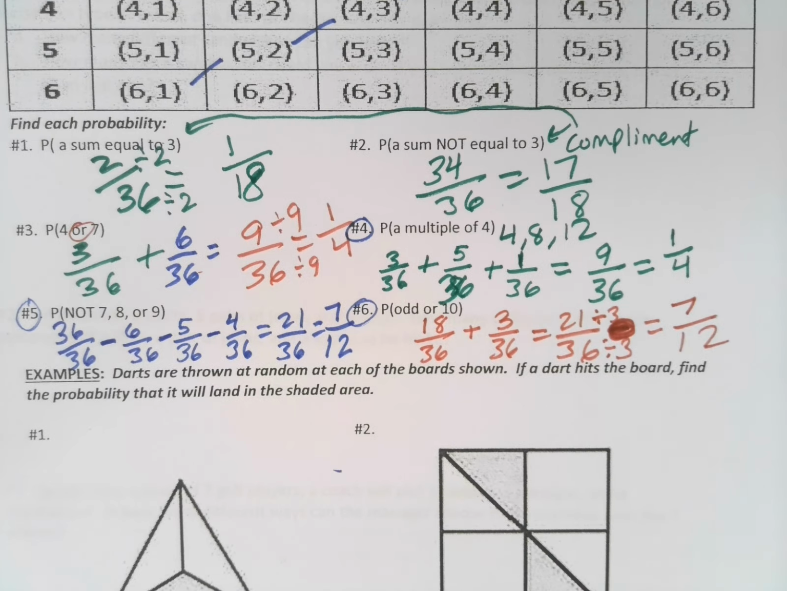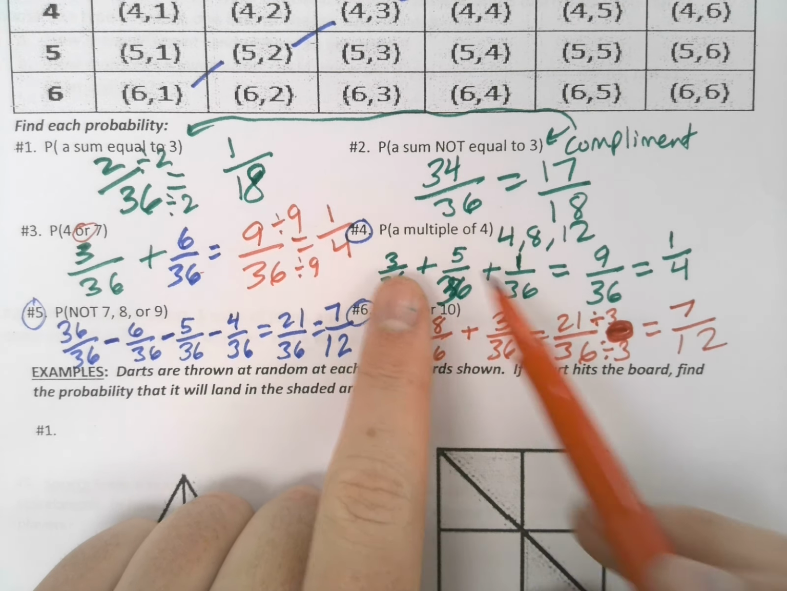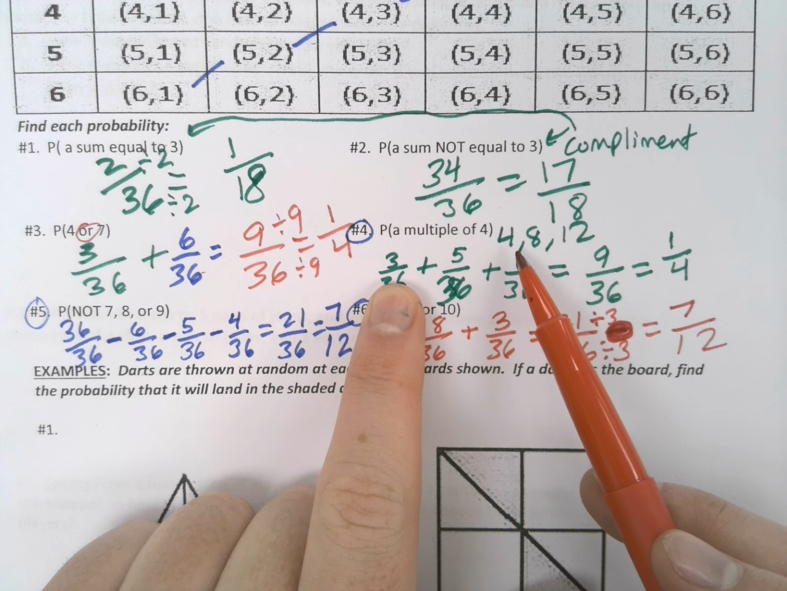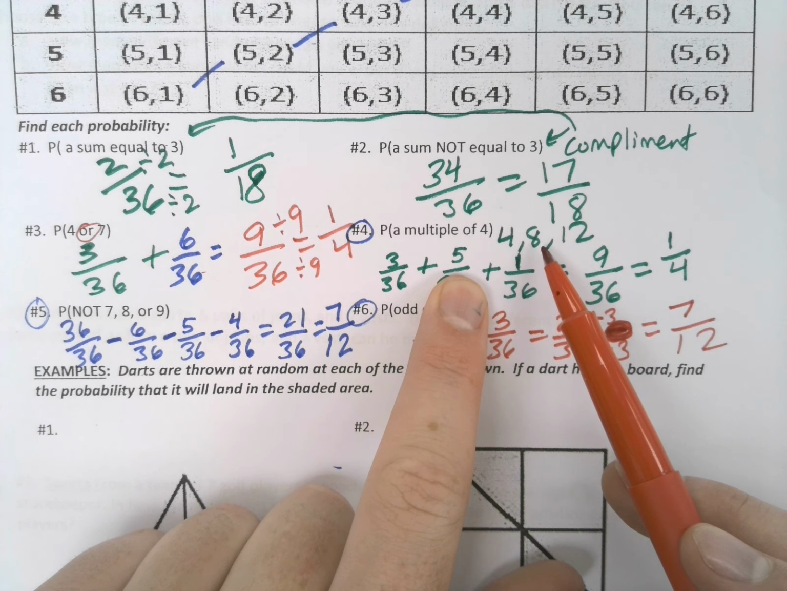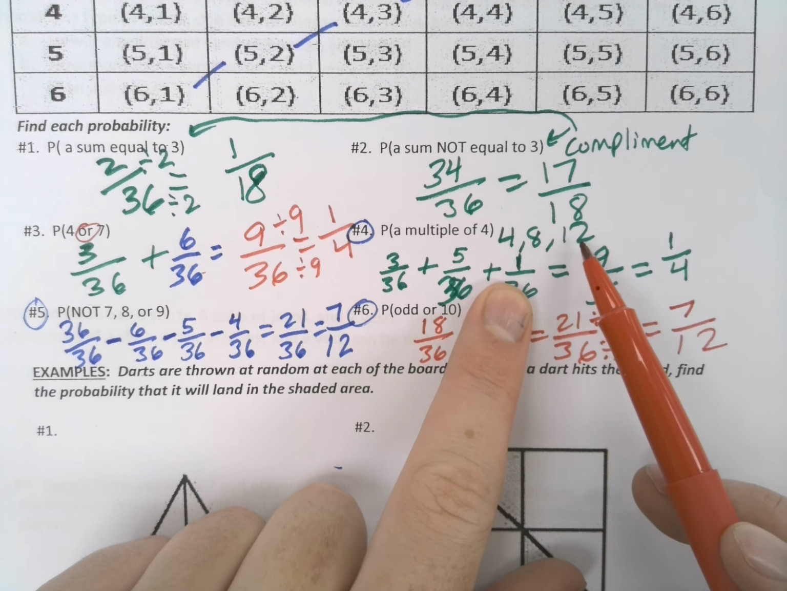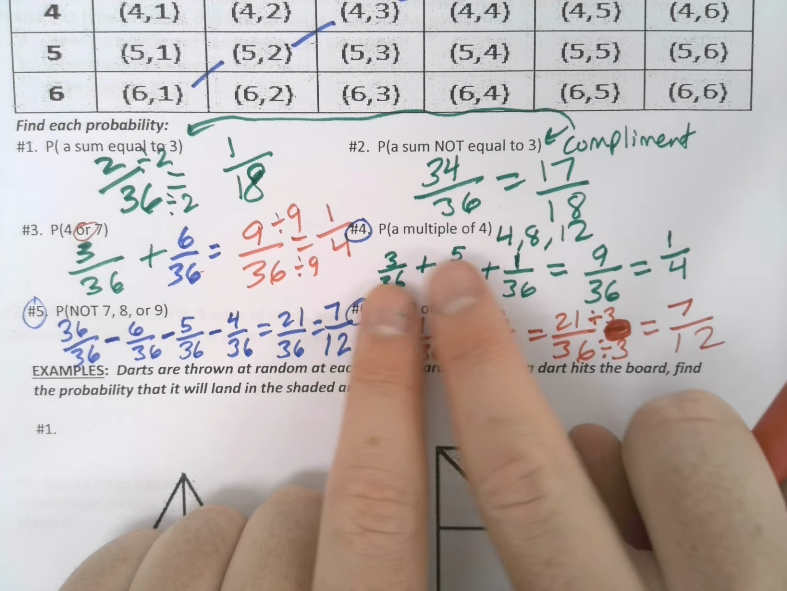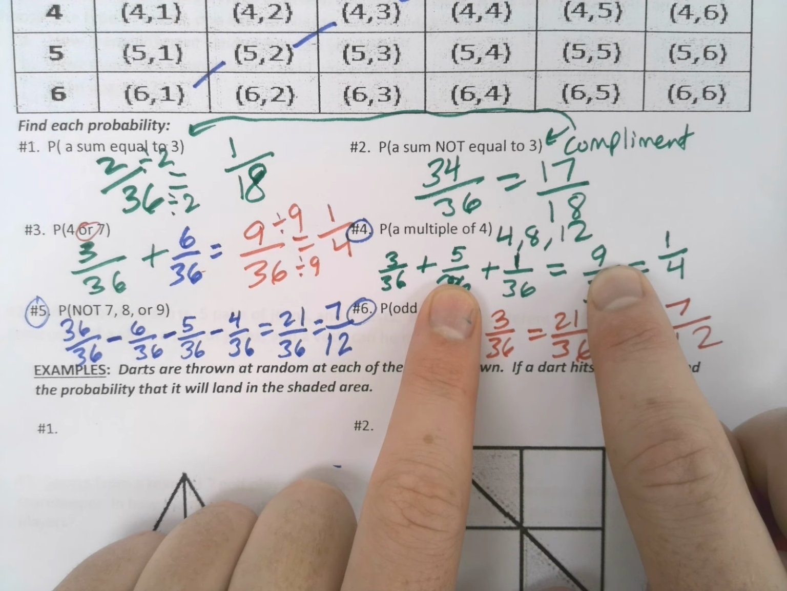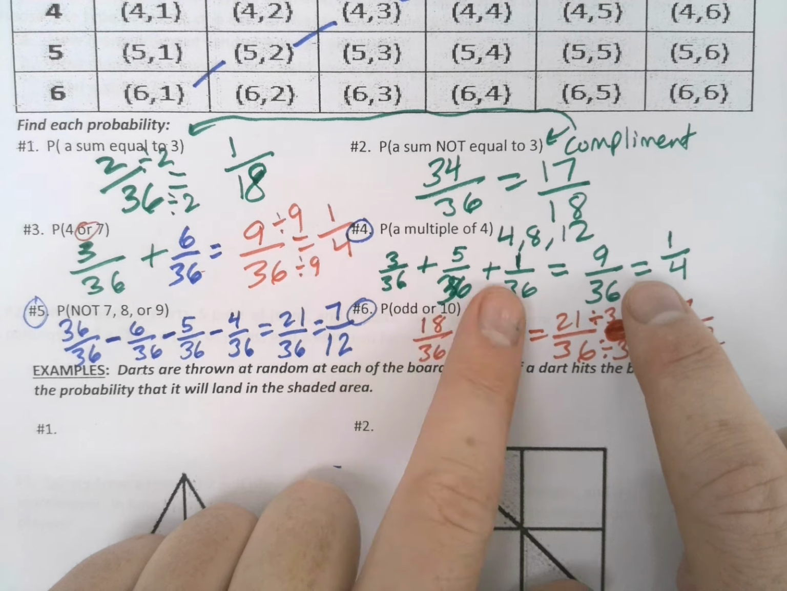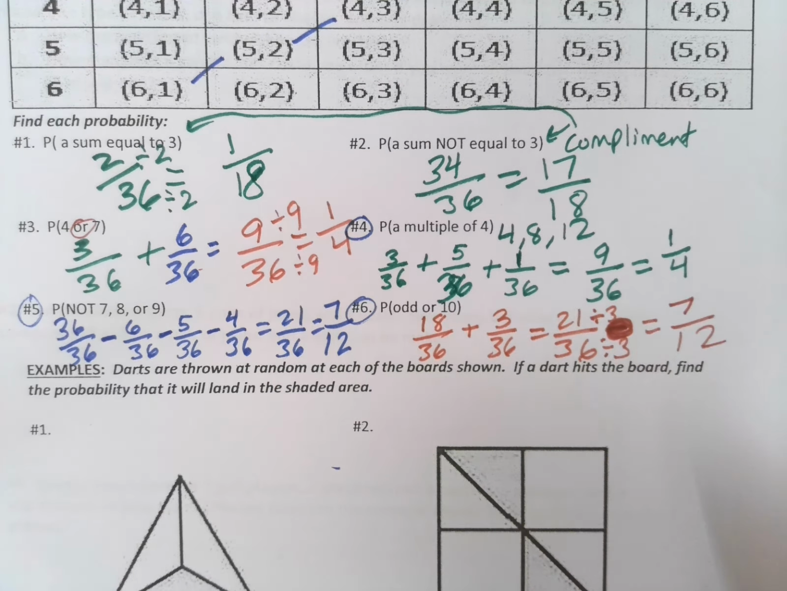Okay, so number 4, there are 3 options that add up to be 4, 5 that add up to be 8, and only 1, 6 and 6, that add up to be 12. You add those three together, you get 9 possible options out of 36 that meet this criteria, which is 1/4.